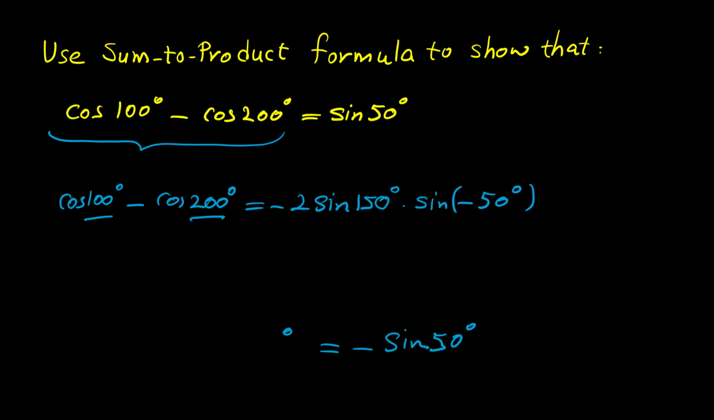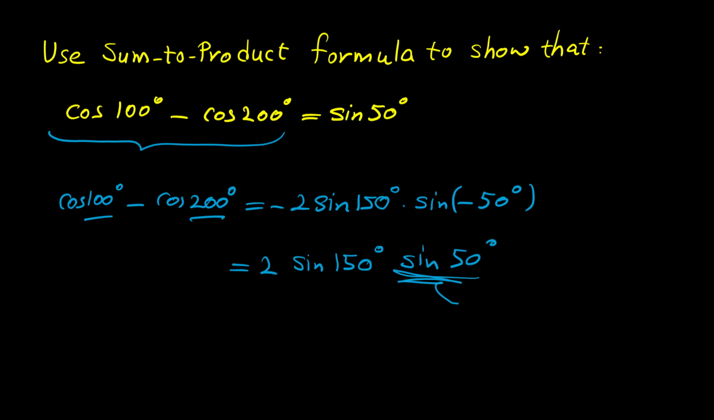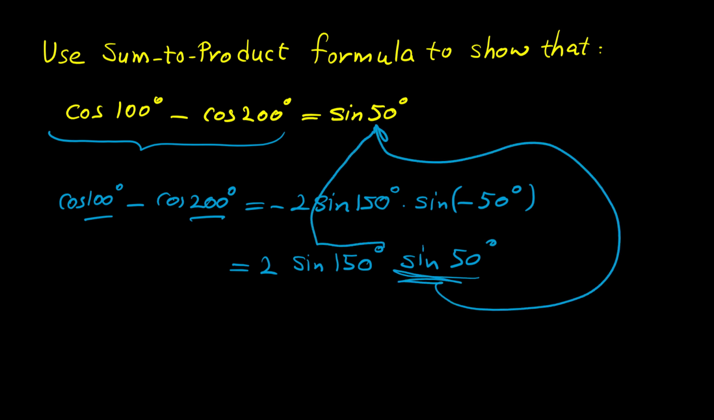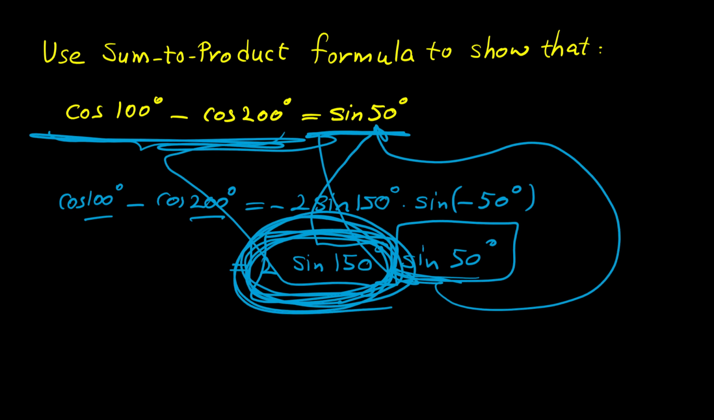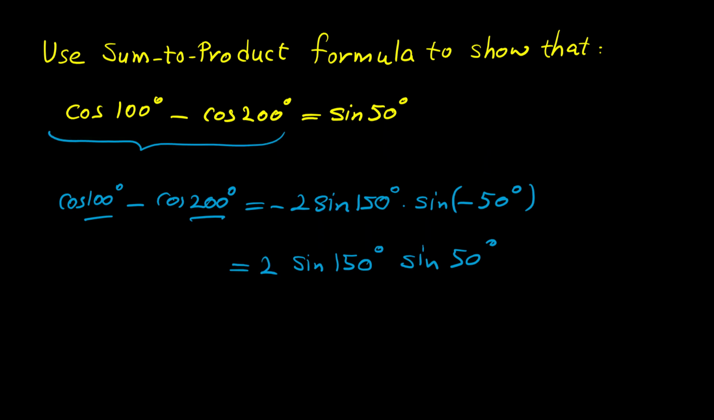So the first thing that we do here is write this in the form of 2 sine of 150 degrees sine of 50 degrees. This sine of 50 is exactly this. Now our job is to show that this is 1, because we want to prove that this equals only sine of 50. We have the sine of 50 here, but we have this extra term here, so we have to show that this is 1. But why is 2 sine of 150 degrees 1?